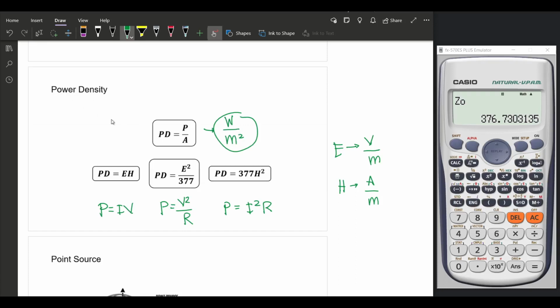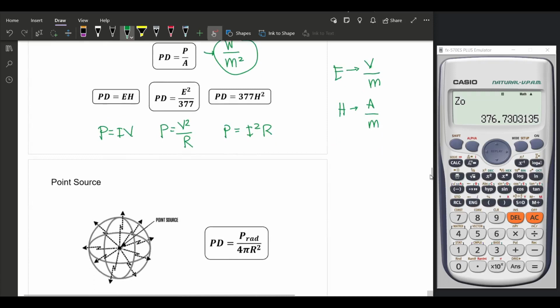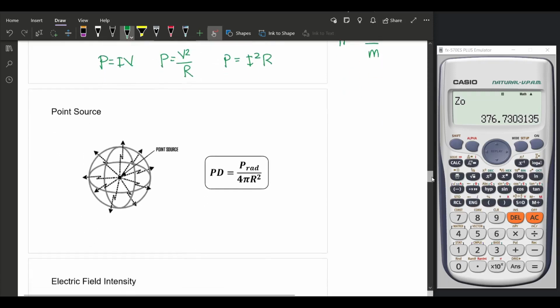Yung power density kasi, parang siya yung power dyan. Okay? Pero density kasi siya. When you say density, it is per unit area. Okay? Per square unit siya. Next. We have this so-called isotropic source or the point source.